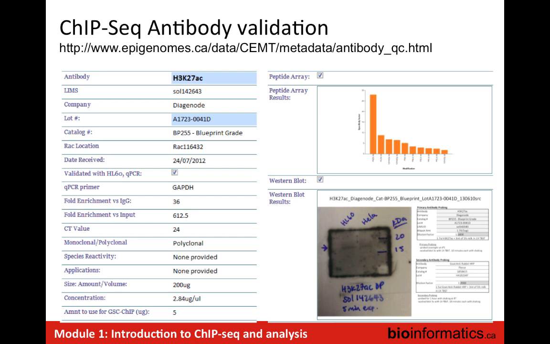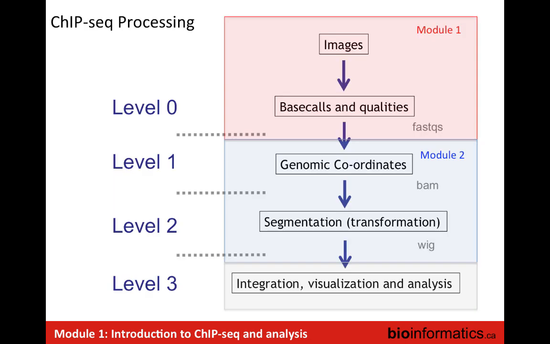Okay? All right, so moving on. This is a very high-level overview of the ChIP-seq sequencing processing flow. Of course, we start with sequencing, and I'm just going to talk about the Illumina platform, the predominant platform at the moment, although there are perhaps other platforms coming online, but it's still the predominant ChIP-seq platform.